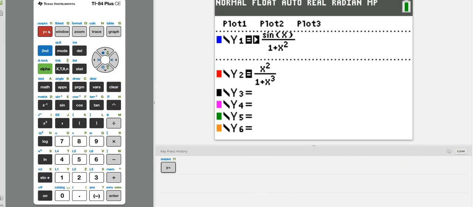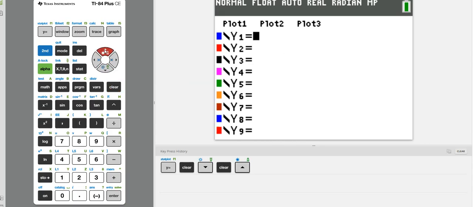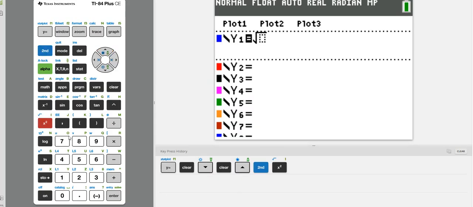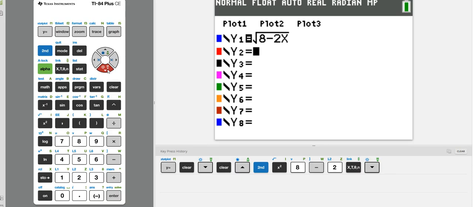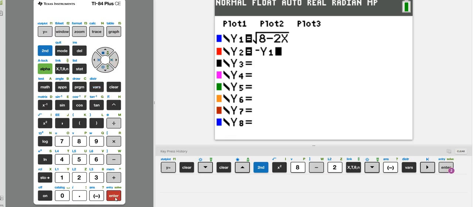Let me clear out both of these. In the first function, I'll type in, let's say, square root of 8 minus 2x. And then I need the opposite of that too. I need the negative square root. So it's the negative key. And I'm just going to get a little fancy here. Instead of typing this in again, I'll hit the VARS key, Y-VARS, and tell it to just take the negative of the first one. And then the other graph would be y equals x.